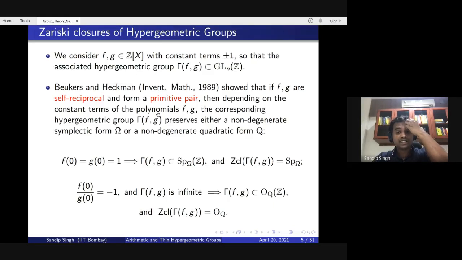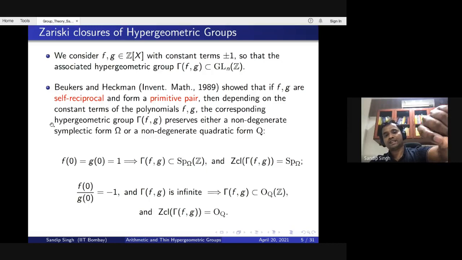So this primitivity condition is required to make sure that the Zariski closure is the full group. Because of the self-reciprocal condition, we have to assume that there is a symplectic form or quadratic form, depending on the constant term of the polynomials, which will be preserved by the matrices A and B. Therefore, they are preserved by the hypergeometric group generated by those matrices.